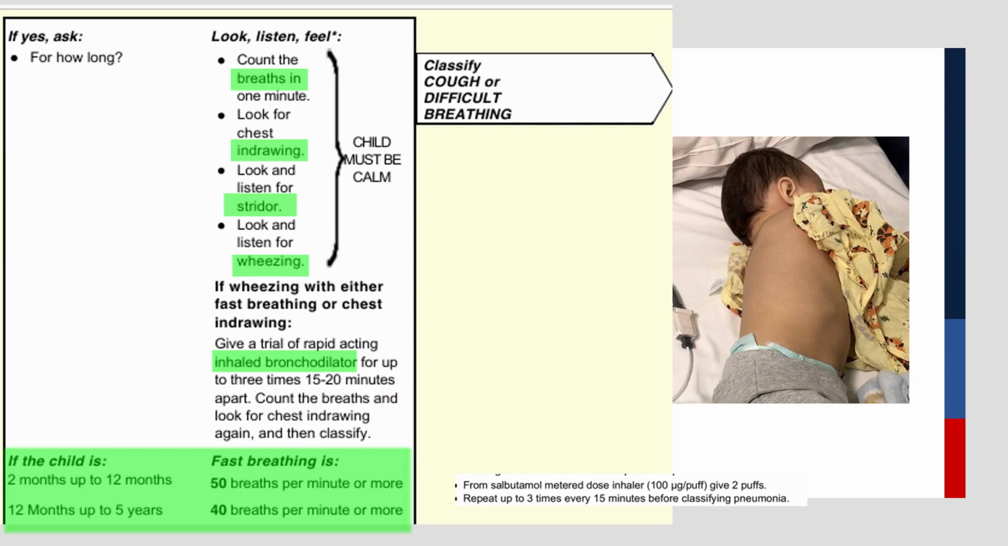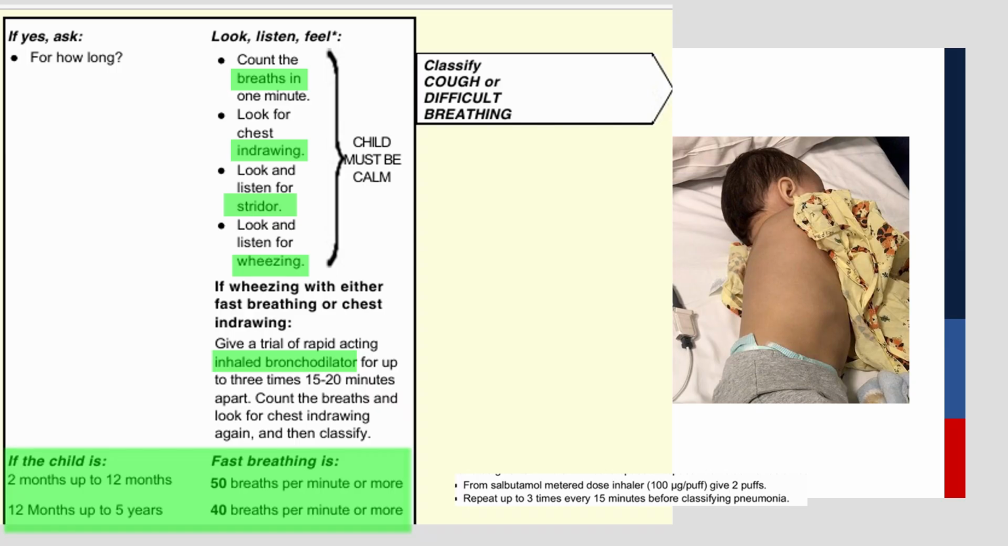You should all know the normal breath counts. But if a child is 2 months to 1 year old and the breath rate per minute is 50 or more, that's called fast breathing. For a child who's 1 year to 5 years old, a breath rate of 40 per minute or more is called fast breathing. Then you're going to look for chest indrawing. Again, the child must be calm so that you can appreciate it better.